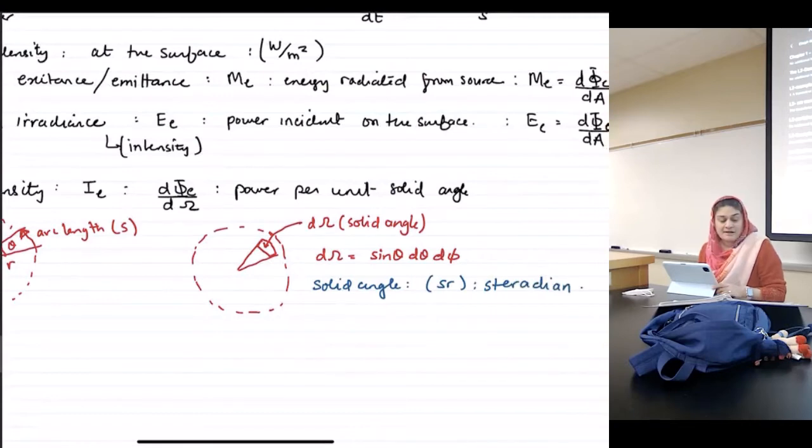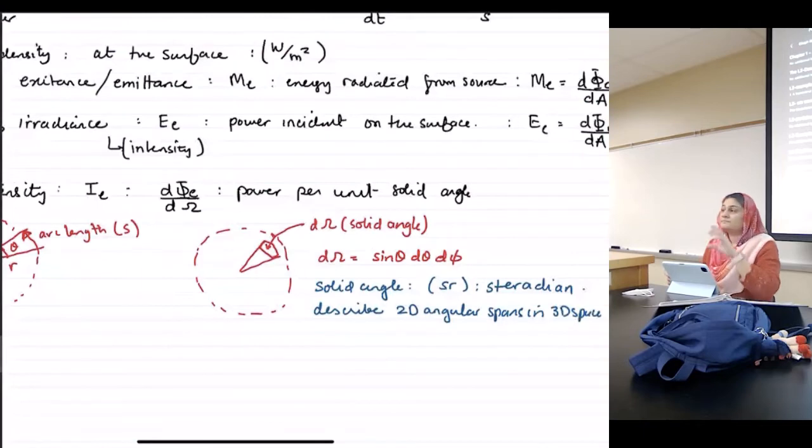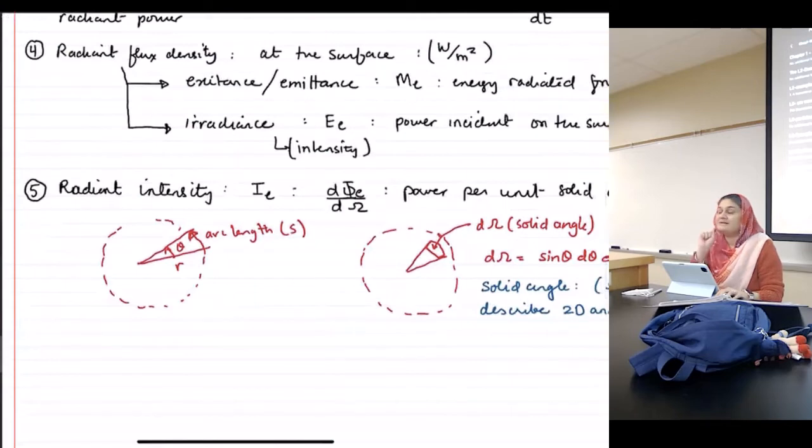S-T-E-R-A-D-I-A-N, and it is used to describe 2D angular spans in the 3D space we live in. So if you have a sphere and you wanted to define what this tiny part of that sphere is, you would take the center and figure out what the angle is to that edge. And that is called a solid angle. Good? So that is called the radiant intensity.